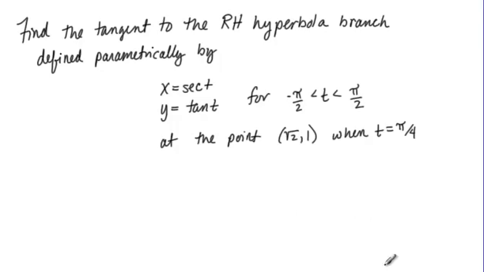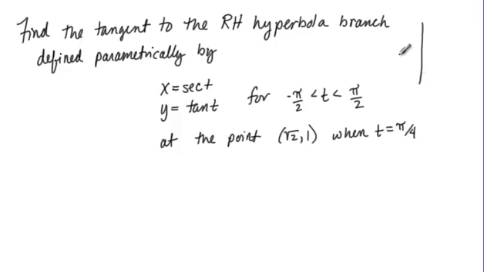All right, what I want you to do for this particular problem is find the tangent to the right-hand hyperbola branch defined parametrically by x equals secant t and y equals tangent t when t is between negative pi over 2 and pi over 2 at the particular point square root of 2 comma 1 when t equals pi over 4. All right, that's a lot. Okay, so what we need to do is figure out what exactly we're supposed to do.